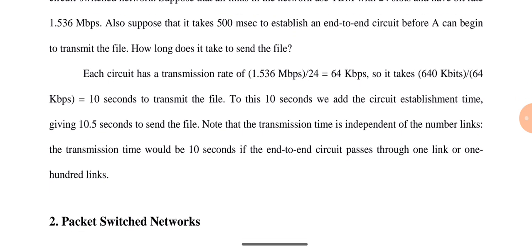As each circuit has a transmission rate of 1.536 Mbps divided by 24, which is equal to 64 kbps, it takes 10 seconds to transmit the file of 640 kilobits. To these 10 seconds we add the circuit establishment time, giving 10.5 seconds to send the file. Note that the transmission time is independent of the number of links. The transmission time would be 10 seconds whether the end-to-end circuit passes through one link or 100 links.